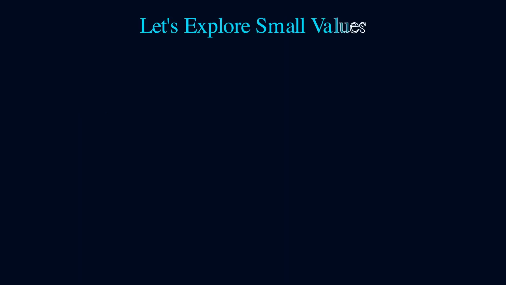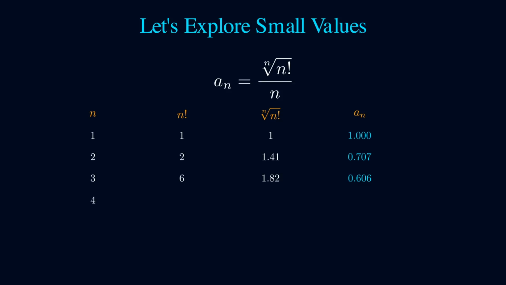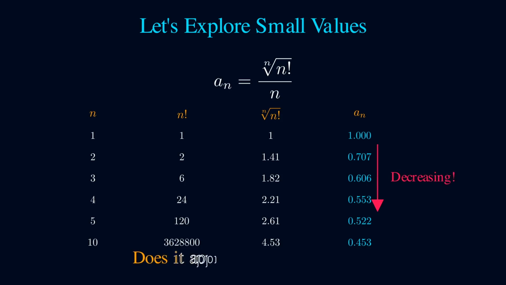To solve this limit, we'll need a powerful tool, Stirling's approximation. This remarkable formula tells us that n factorial is approximately equal to the square root of 2 pi n times n over e, all raised to the nth power. Named after James Stirling, this approximation becomes incredibly accurate for large values of n.